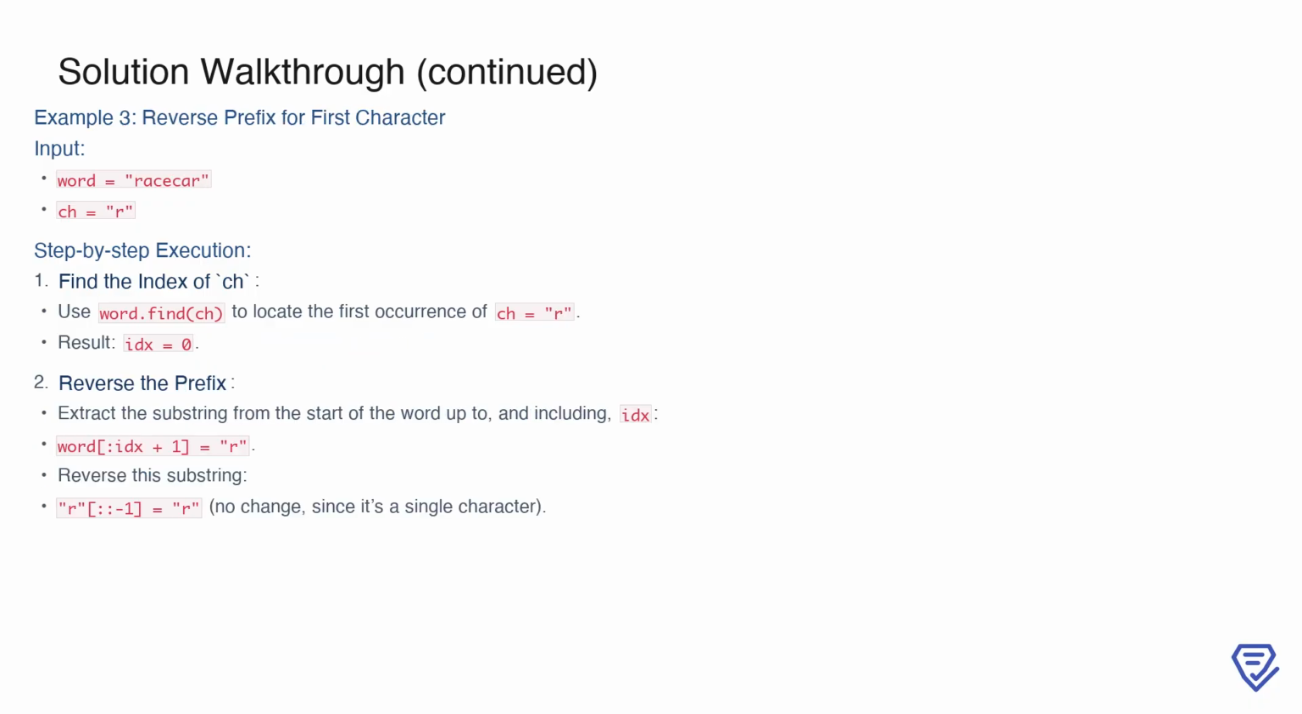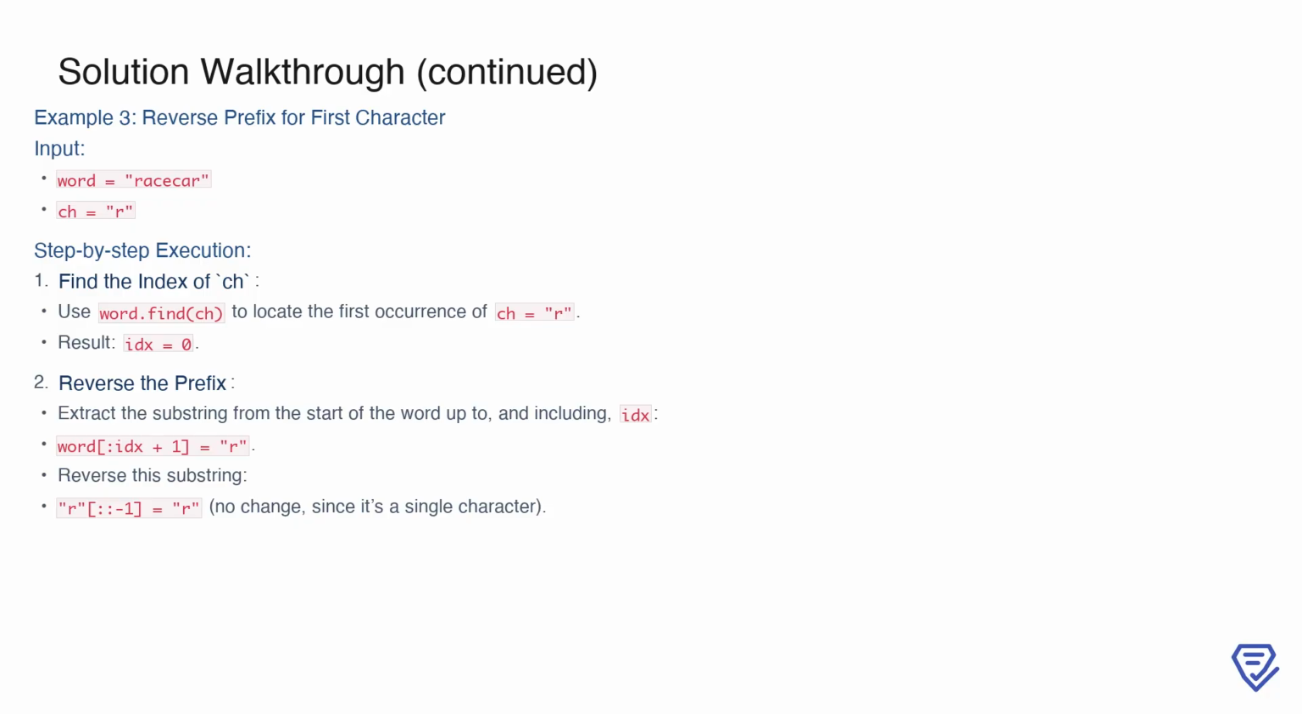Now, let's consider the word racecar and the character r. The first step is to find the index of the first occurrence of r, which is at index 0. With this index, we extract the prefix of the word from the start up to and including index 0. In this case, the prefix is just r. Since the prefix only contains one character, reversing it does not change it, it remains r.